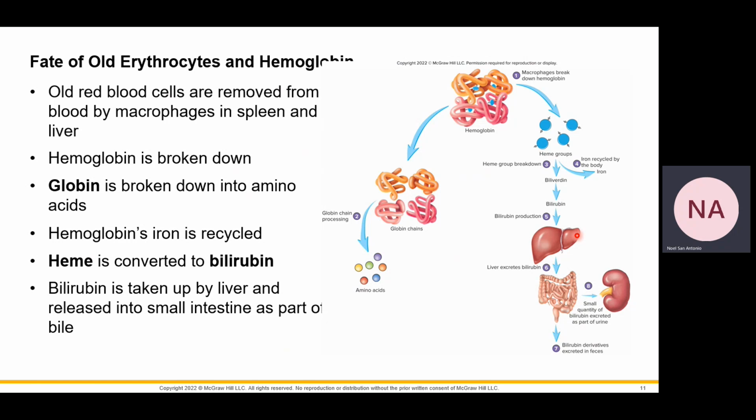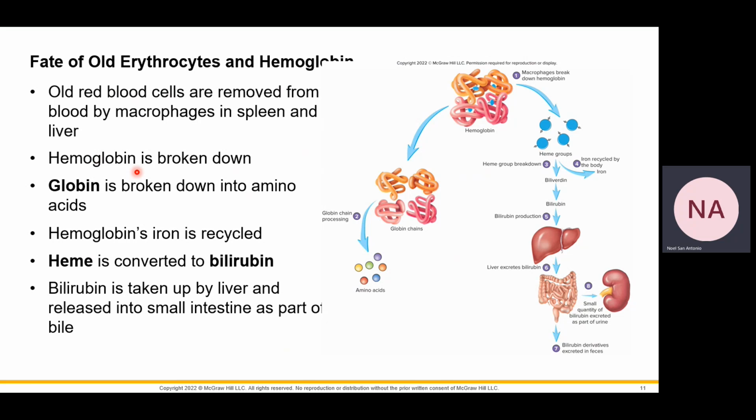cells, after they are produced in the red bone marrow, stay only in the circulation for 120 days. No? So after 120 days, they are removed from our blood by macrophages in the spleen and in the liver. But primarily, they are deposited in the spleen. As I have said earlier, it is the graveyard for your red blood cells.